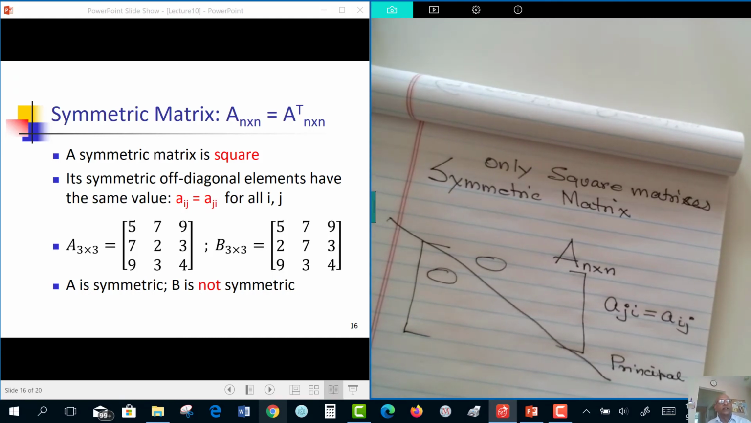So let's look at our example. So here is a 3 by 3 matrix. You can see 7 and 7 identical, 9 and 9 identical, 3 and 3 identical. So A is symmetric. Let's look at matrix B. 7 and 2 not equal. So right away it fails. B is not symmetric.